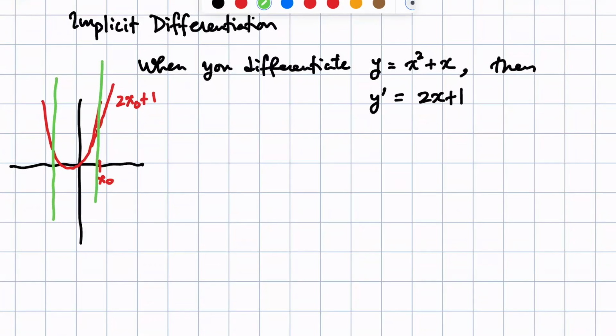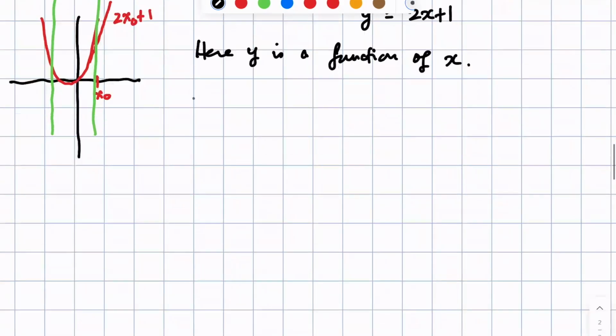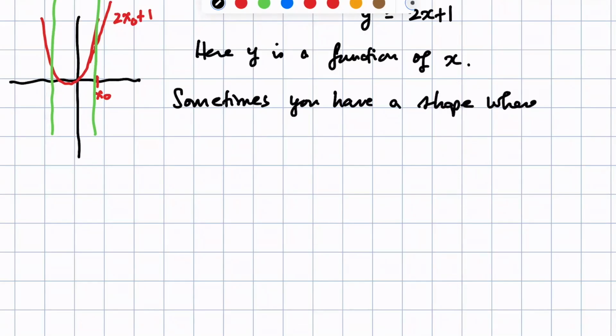But you see that this particular y satisfies the vertical line test. The vertical line test says that every vertical line in the plane intersects the function at most one time. So here, y is a function of x. But sometimes you have shapes where y is not a function of x.